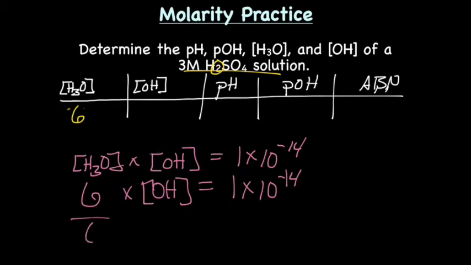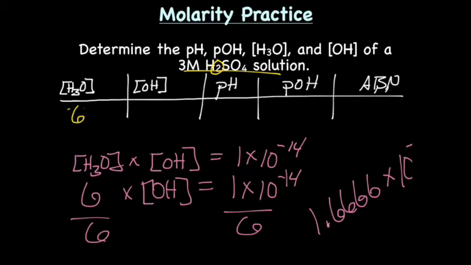We'll divide both sides by 6. And when I put that in my calculator, I got 1.6666666 on and on times 10 to the negative 15th. But we only have 1 sig fig, so our concentration of OH will be 2 times 10 to the negative 15th.